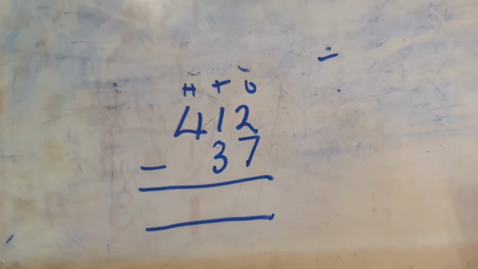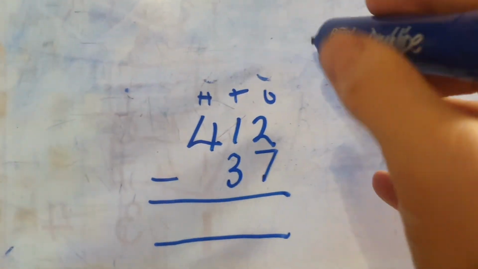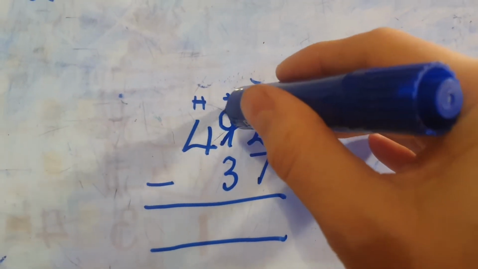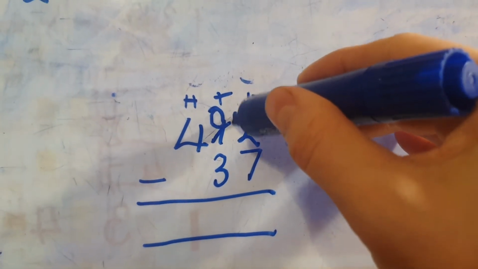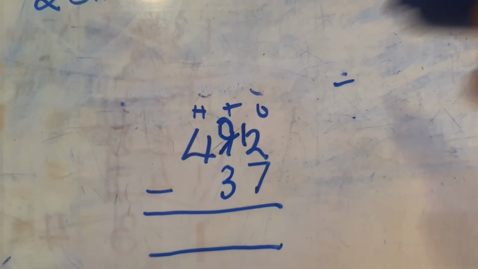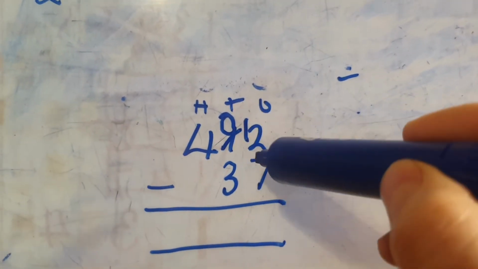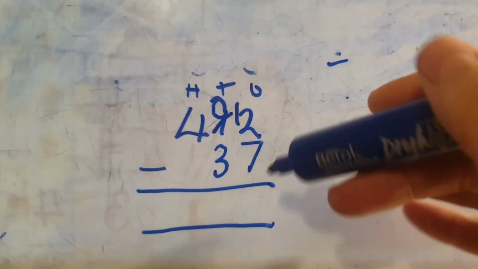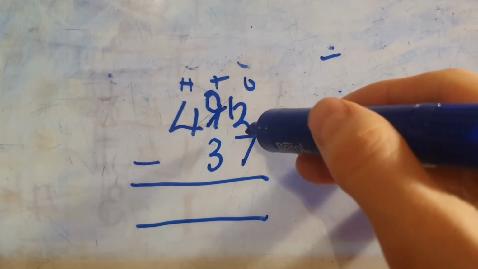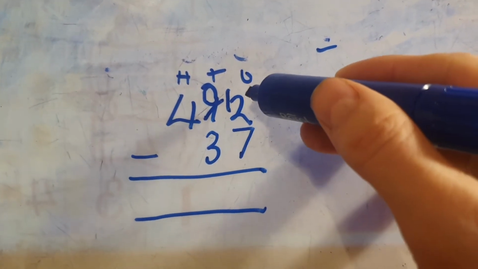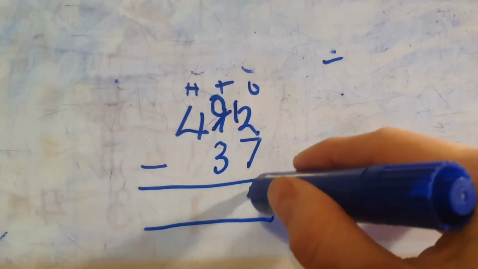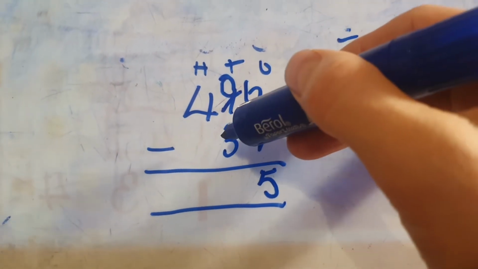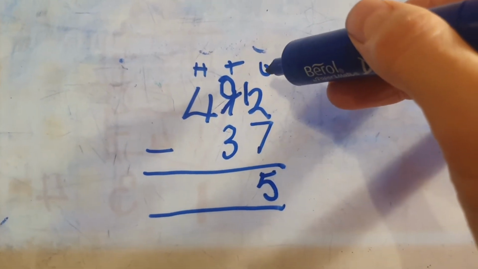Now I can't do that, so I need to go next door into my tens, take a 10 away, that leaves me with 0, and put that 1 next to the 2. And that becomes now 12. 12 ones, take away 7. So I could do 12, take away 2, and then take away 5 would be 5. Now, problem here is I've got 0, take away 3.